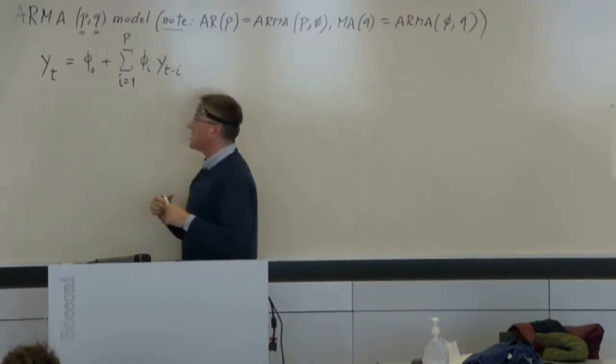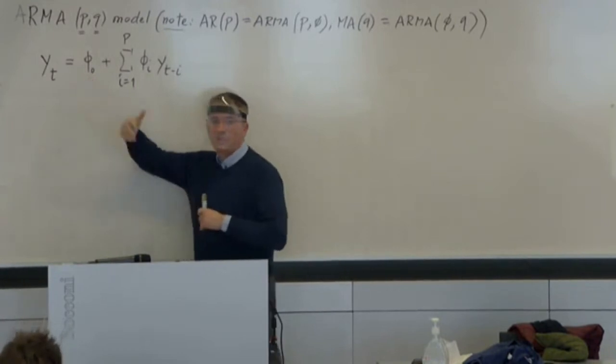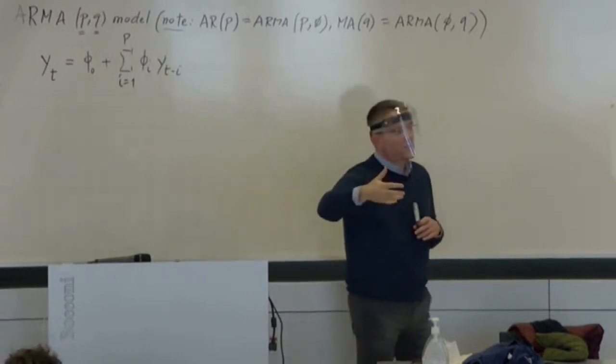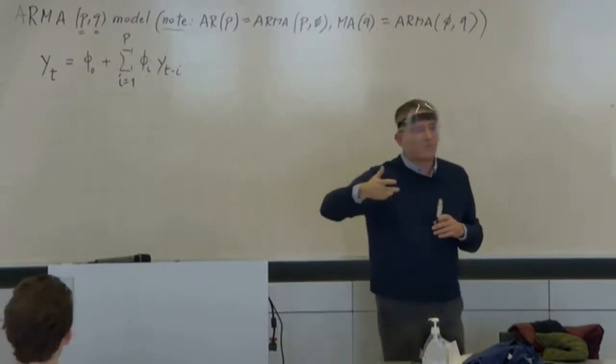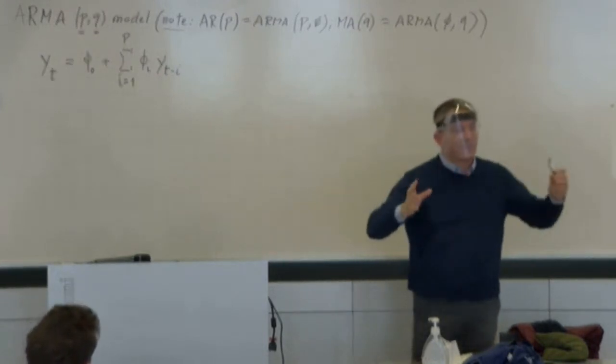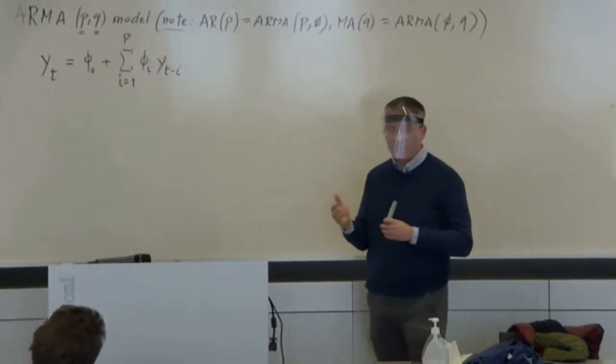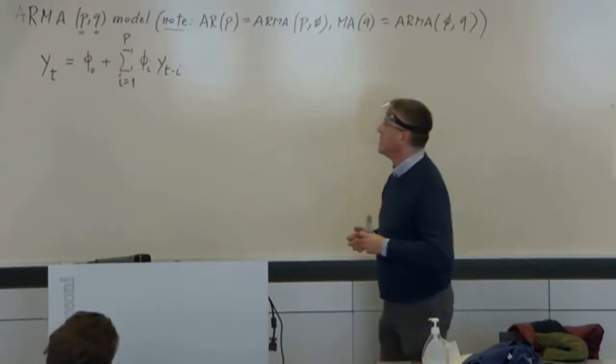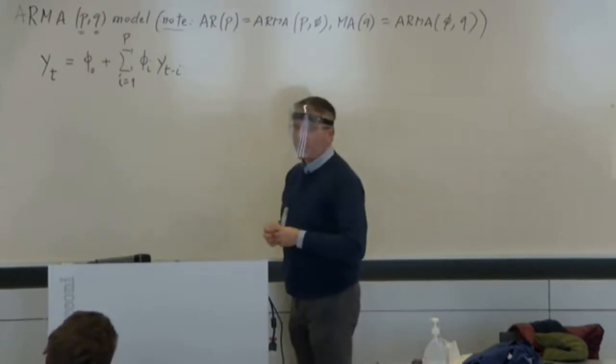Now, it's a matter of taste whether you want to include phi naught in the AR or not. It's just the constant of the model. We just happen to call it phi, but you can call it Giacomo, I don't know, Marco if you want, okay? It doesn't matter how you call things. The important thing is that you know what they are. And in this case, it's an estimable parameter.